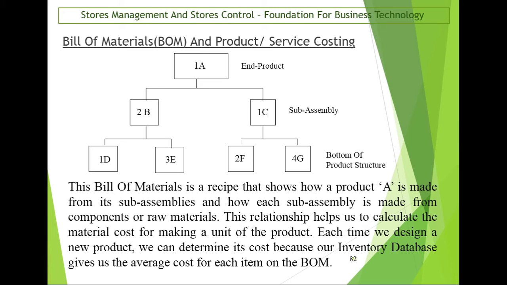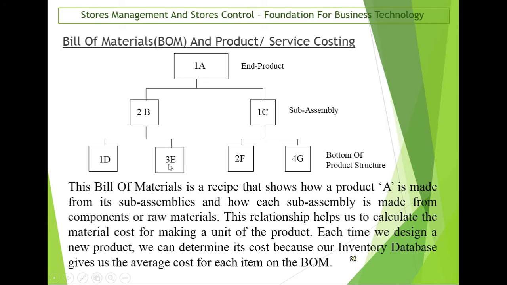We gave an example of a product A that is made of two sub-assemblies, B and C, and then each of the sub-assemblies has got two components. And we said these quantities that you see in the box represent the quantity of that item required to make one of the parent item.